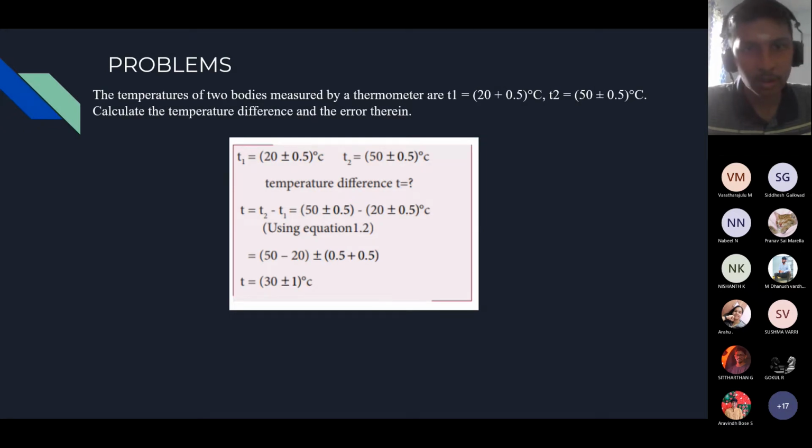Another problem: the temperatures of two bodies measured by a thermometer are T1 equals 20 plus or minus 0.5 degrees Celsius and T2 equals 50 plus or minus 0.5 degrees Celsius. Calculate the temperature difference. We use the addition or subtraction formula, T equals T2 minus T1. Irrespective of addition or subtraction, we directly add the errors. So 0.5 plus 0.5 gives 1, and subtracting 50 minus 20 gives 30. Next slide.